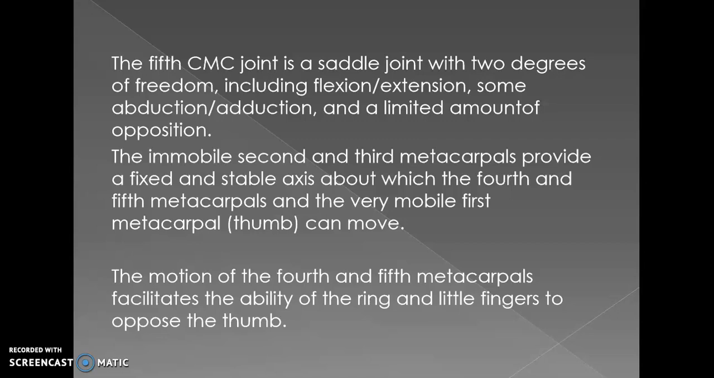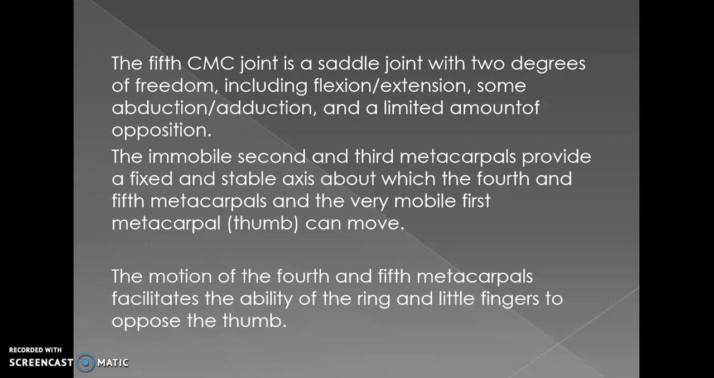The immobile second and third metacarpals provide a fixed and stable axis about which the fourth and fifth metacarpals, and the very mobile first metacarpal, move. We did not discuss the first, but the first metacarpal is highly mobile. You can move the thumb metacarpal joint in all directions. That's why the thumb can be placed at the level of our fingers, and can come to the opposite position of the fingers also. That is the biggest ability we have in our hand. So the thumb is very essential.